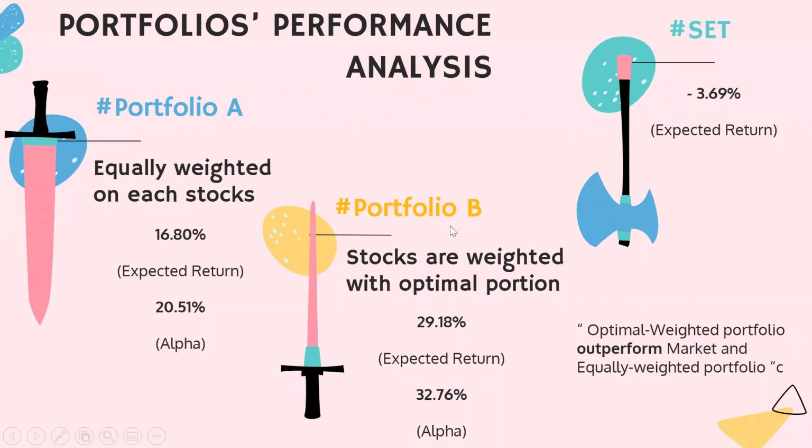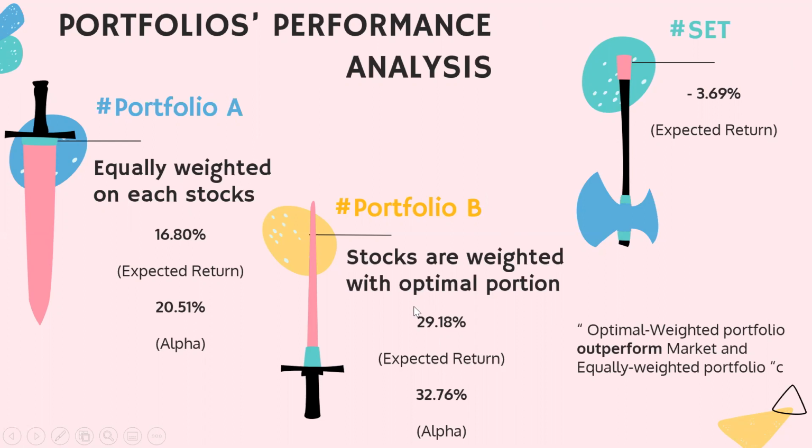Okay, let's see our portfolio's performance analysis. As you can see from the numbers here, our SET index, which is our benchmark for this analysis, gives us a return of negative 3.69%. When we compare with portfolios A and B, it can be implied that both of our portfolios outperform the SET index. But when we compare them with each other, it seems that portfolio B outperforms portfolio A.